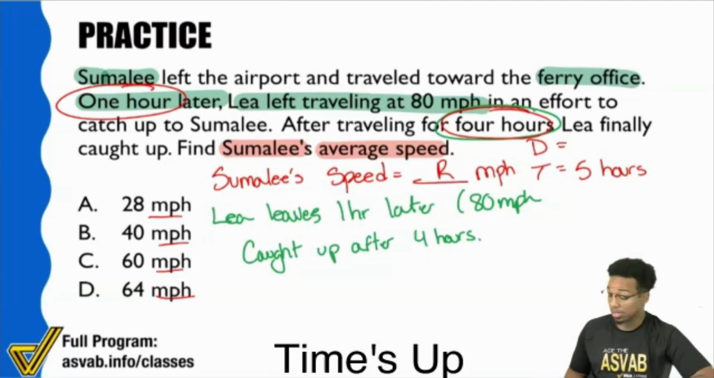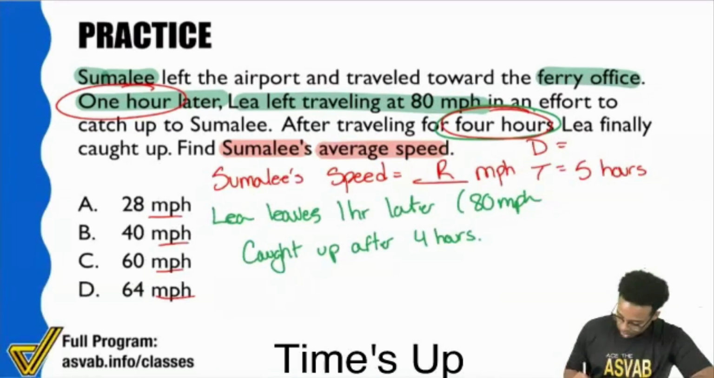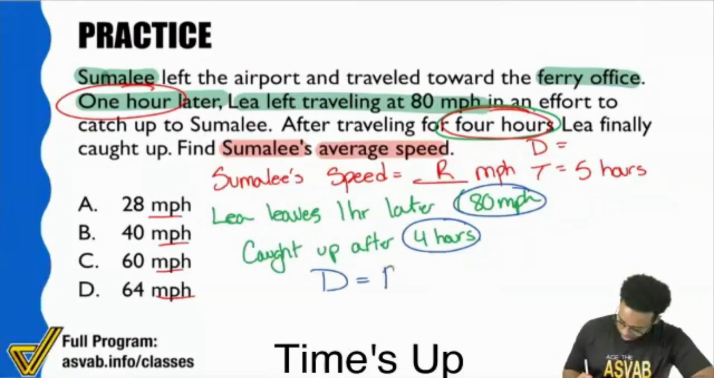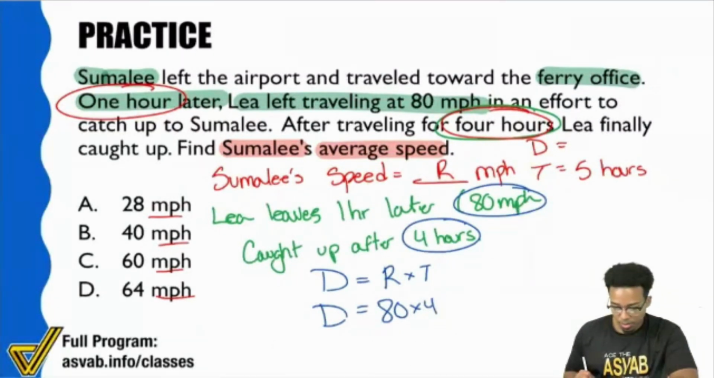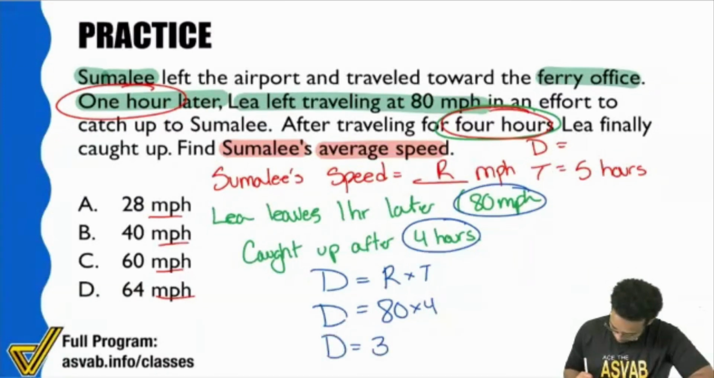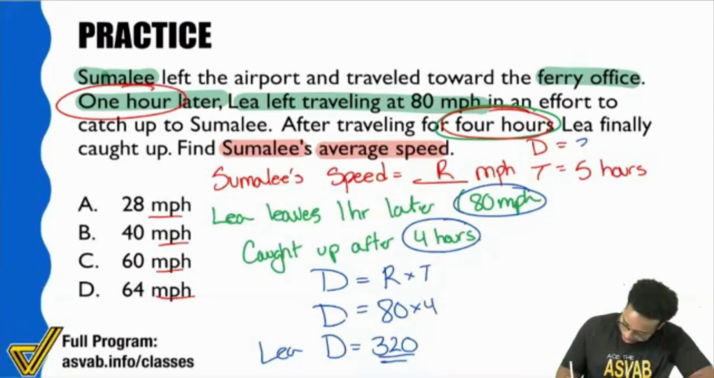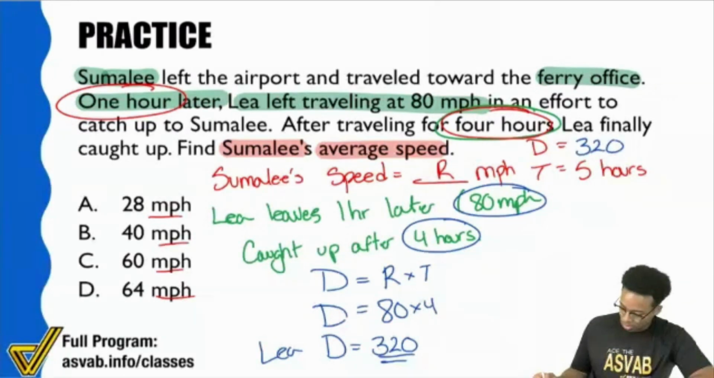What's the distance? Well, Leah's going to tell me the distance because Leah caught up after 4 hours going 80 miles an hour. So Leah, I'm going to solve this one here. Distance equals 80 times 4. Distance is going to equal 320. So Leah went 320 miles, and that's exactly how far she went to get to Suma Lee.